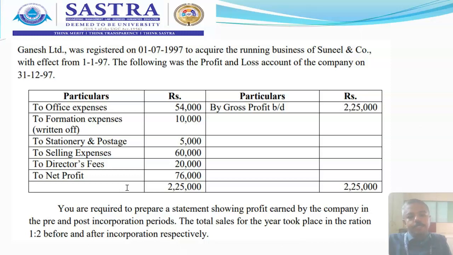Whichever is given in the question, we are going to write the amount with respect to that income and expense. The fourth column has to be the amount for the pre-incorporation period. The fifth column could be the amount for the post-incorporation period. So have this 5-column table.